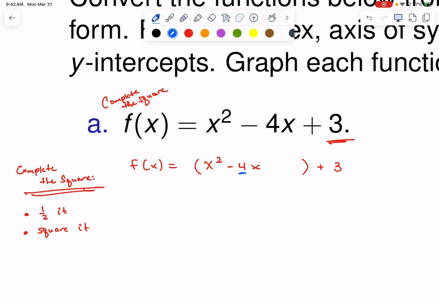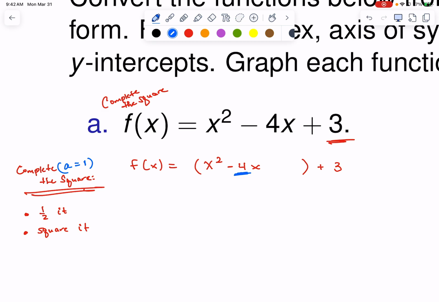So since a is equal to 1, we're good. We can complete the square. A must equal 1 to complete the square. If it doesn't equal 1, you've got to factor it out. All right, here we go. Half it, square it. What am I halving? You're going to take half the coefficient of the linear term, always. Everybody use the linear term.